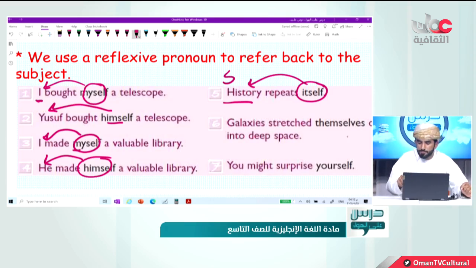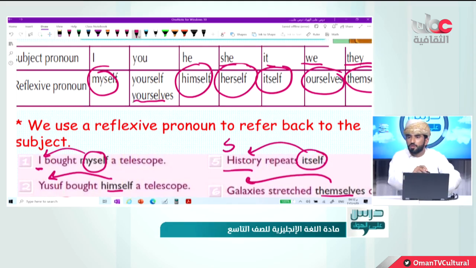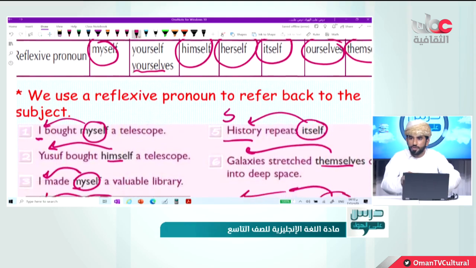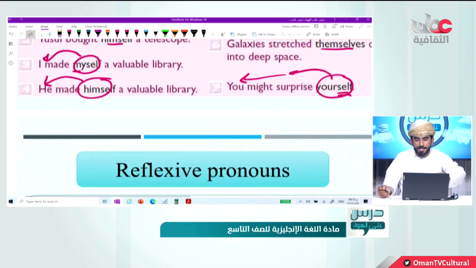Galaxies stretch themselves, refers to what? Yalla, group B. Galaxies. Excellent. What about number 7? Yourself refers to what? Group C. You. Very nice. Now this sentence, are we talking about a particular person, one person, or a group? One person, exactly. How did you know? Yes, yourself. We said that you can be used for both, yourself and yourselves. If we're talking about a bunch of people, then we say yourselves. If we're talking about only one person, we say what? Yourself. Exactly.